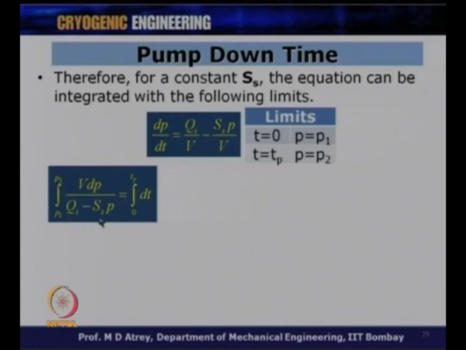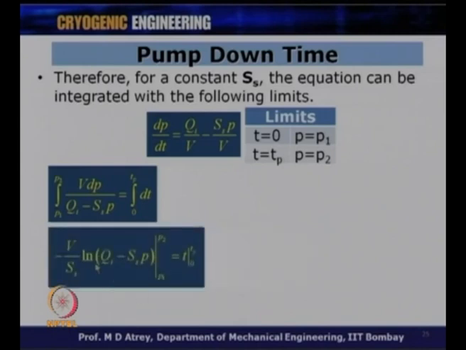And then I can solve it using a simple technique of integration. I can put Qi minus Ss P equal to x, put the value of dP in terms of that, and then integrate using some integration rules. What I get is minus V upon Ss log of Qi minus Ss P in the limits of P1 to P2 is equal to t in the limits of 0 to Tp. So, you just integrate based on available integration rules, and you get this expression.